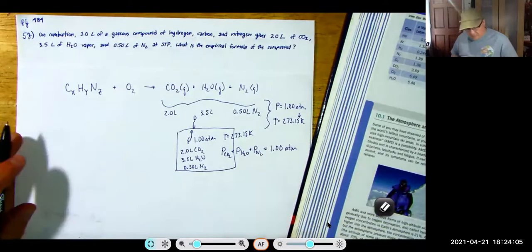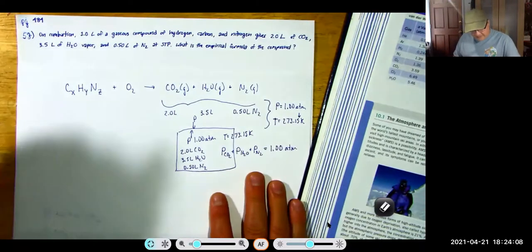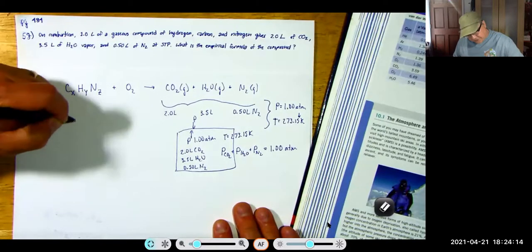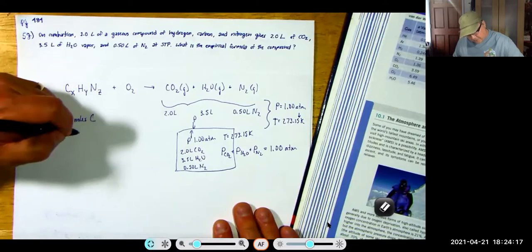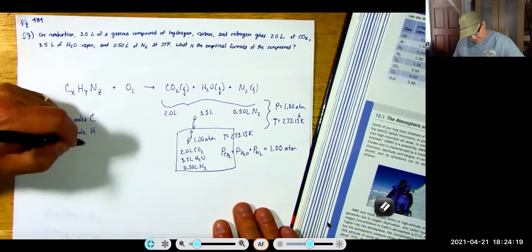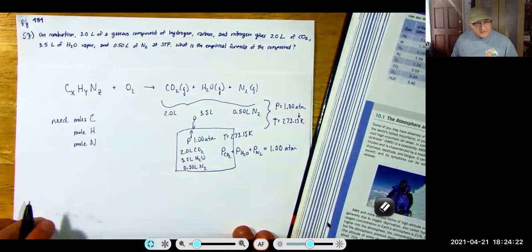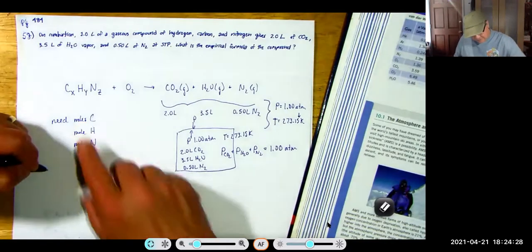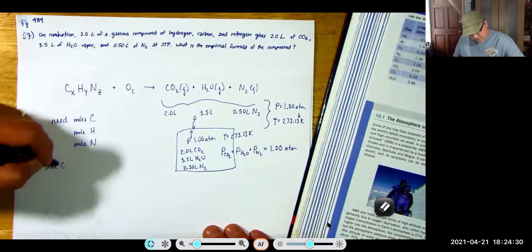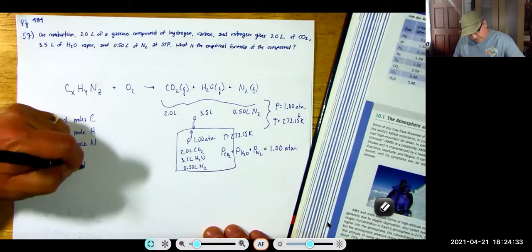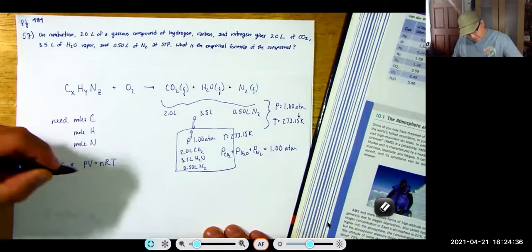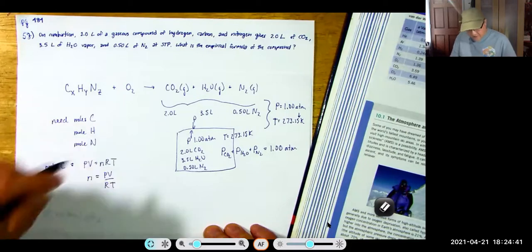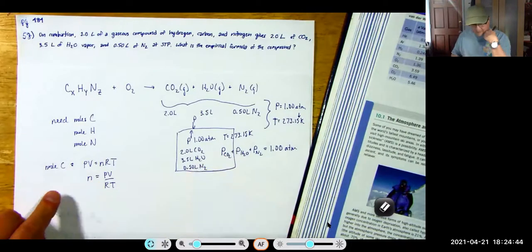Okay, so what is the empirical formula of the compound? I think it's safe to say that we need the moles of carbon, the moles of hydrogen, and the moles of nitrogen. Okay, so here's a perfect way to do this. To get the moles of carbon, we can use PV equals nRT. So the moles of carbon is going to be PV over RT. We have the pressure. Well, actually, I don't. Let's see.